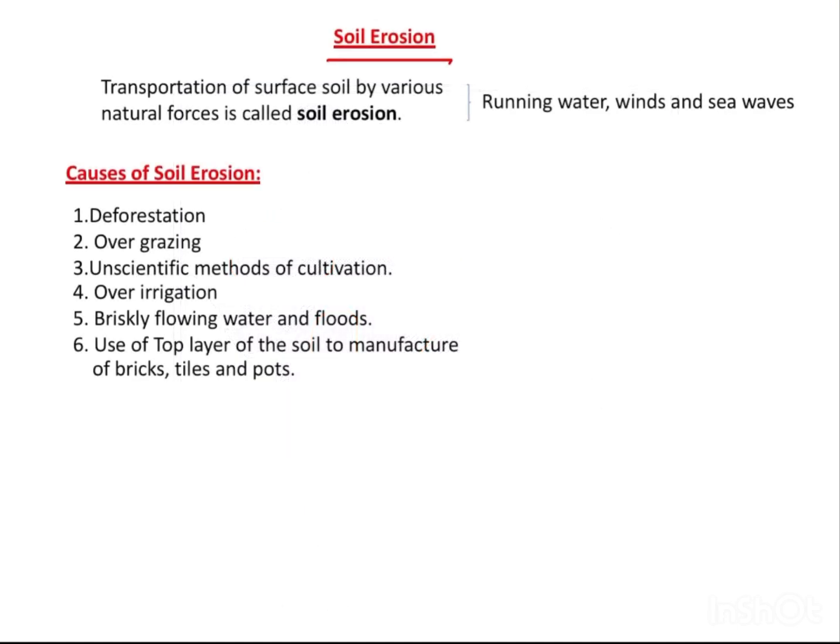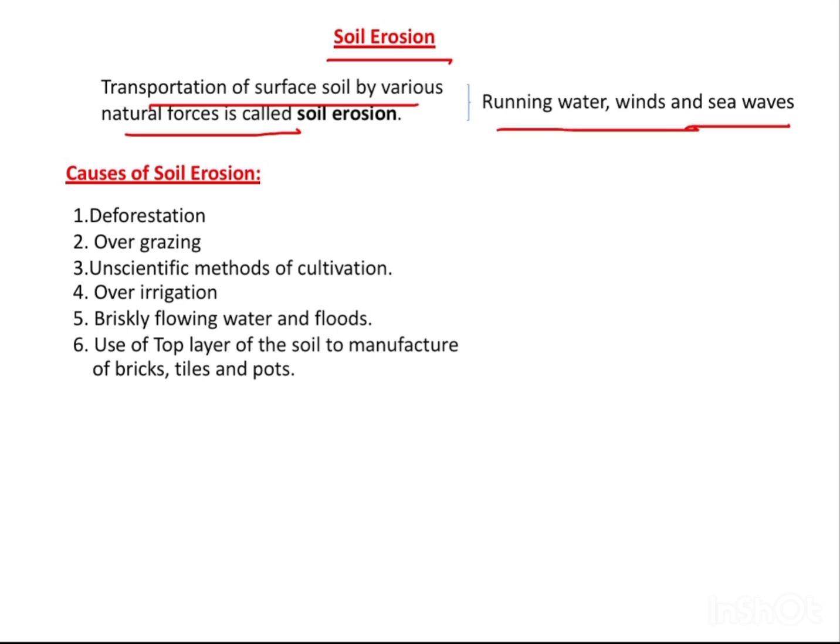Soil erosion. Soil erosion means transportation of surface soil by various natural forces. That is, transportation of the top layer of the soil by running water, wind and sea waves.